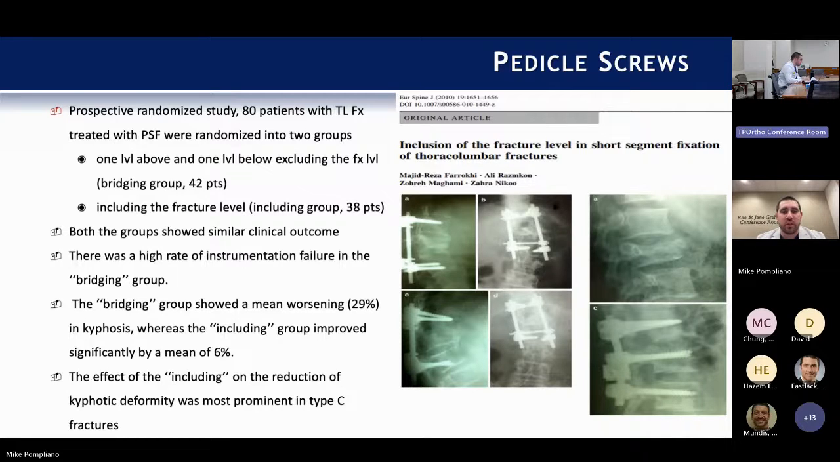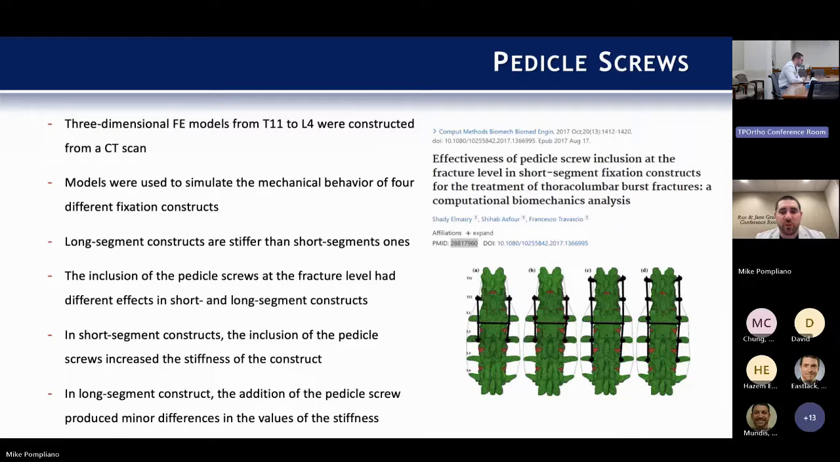This is another study looking at the effectiveness of pedicle screws, very similar, in a short construct. And essentially, they found that the inclusion of the pedicle screw at the fracture level had different effects for short and long constructs. In a short construct, this increased the stiffness of the construct, but once you were already utilizing a longer construct, the addition of that extra pedicle screw made very little difference to the stiffness of the overall construct.